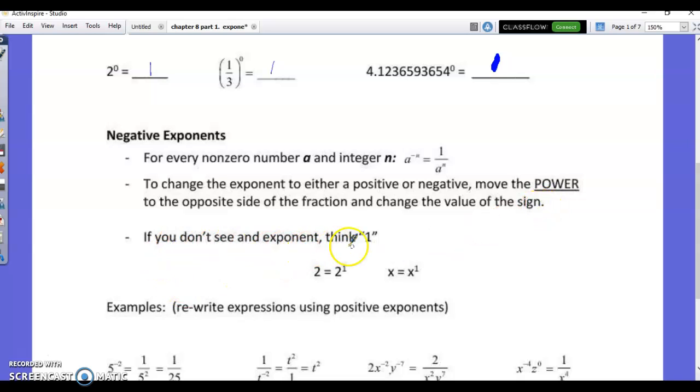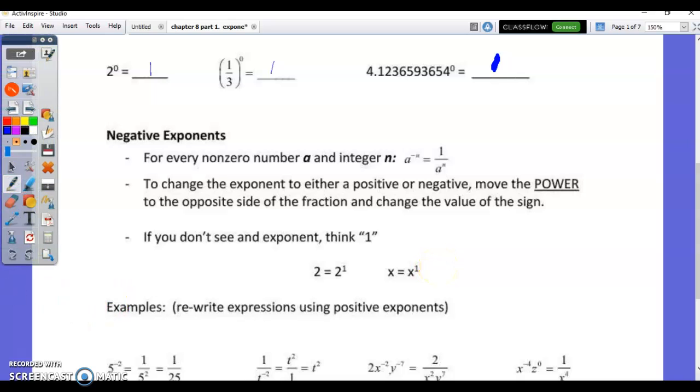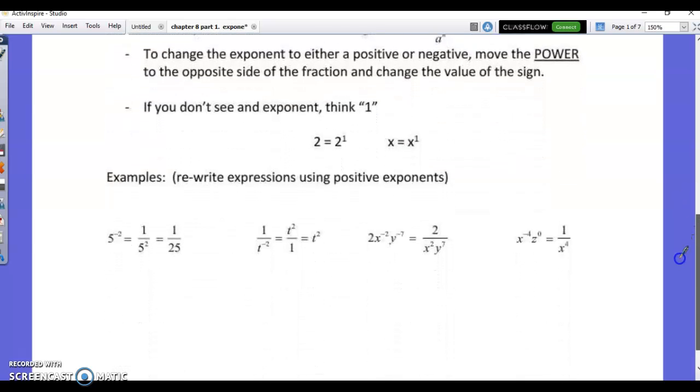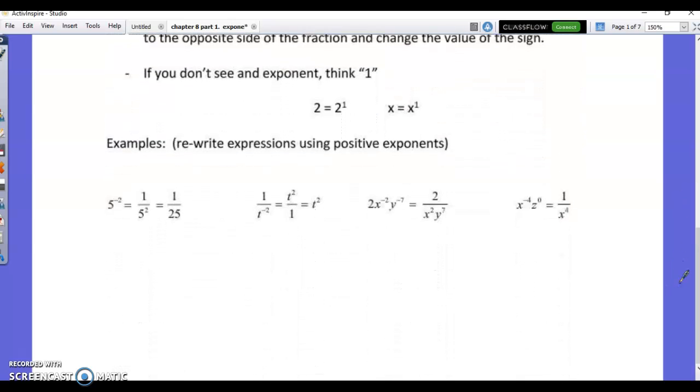And if you don't see an exponent, think of it as having an exponent of 1. So 2 is 2 to the first power. x is x to the first power. And that's going to come in handy when we are talking about simplifying exponents.